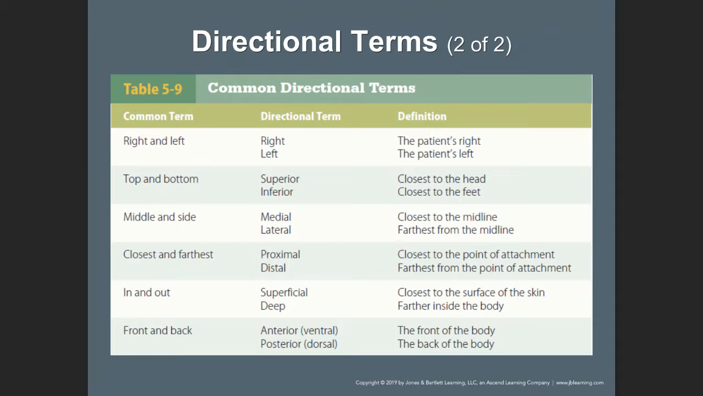In and out, you have superficial and deep. So superficial is closer to the surface of the skin. Deep is further inside the body. Front and back, anterior, ventral, same thing. Posterior, dorsal, same thing. So anterior or ventral is the front of the body. Posterior or dorsal is the back of the body.